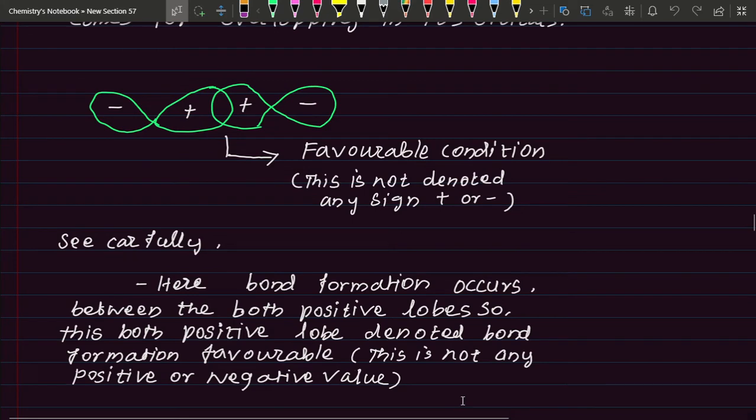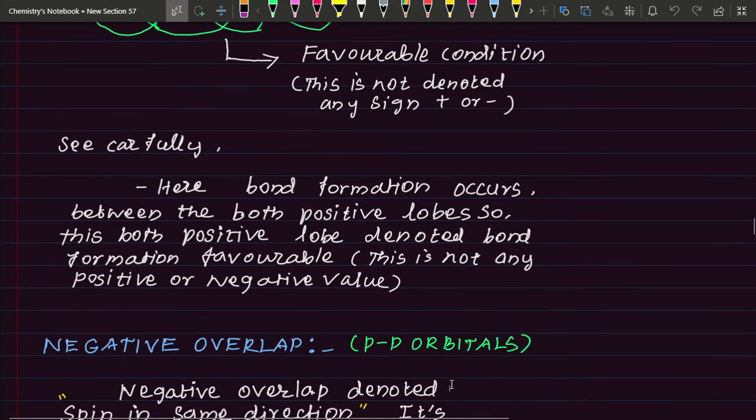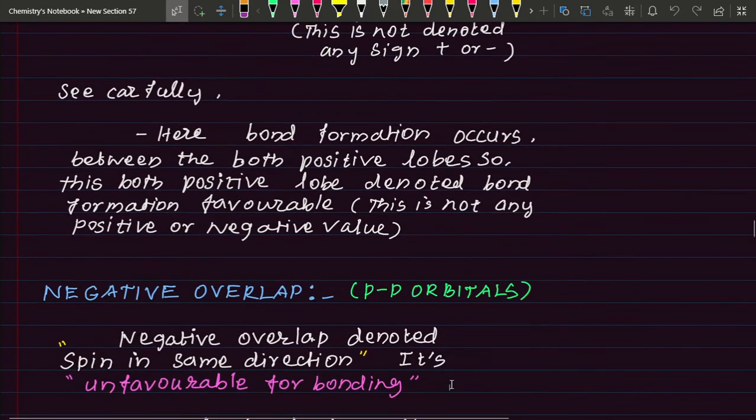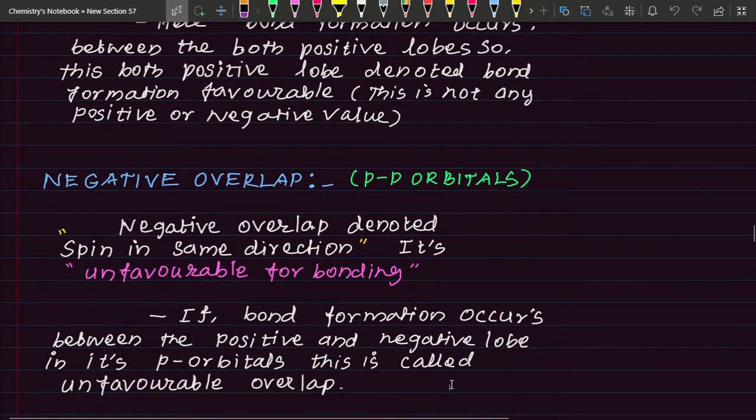Next, negative overlap. Negative overlap denotes spin in the same direction. This is a very important term. In positive overlap, spin in opposite direction. In negative overlap, spin in same direction, it is unfavorable for bonding. Unfavorable means impossible for bond formation.